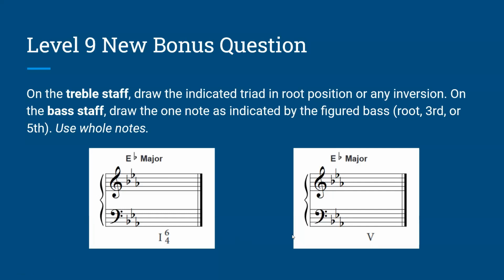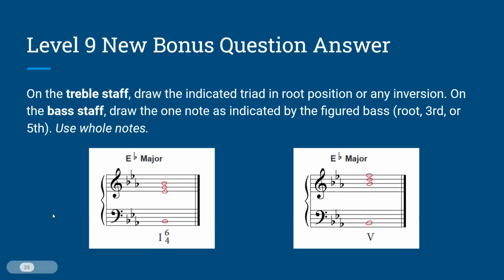And then the notes on the treble staff, as it says, can be as a snowman, or it can be in any inversion. The bass note, of course, is dictated by what the figured bass symbol is. So this is a possible answer for this question. Any questions for level 9?